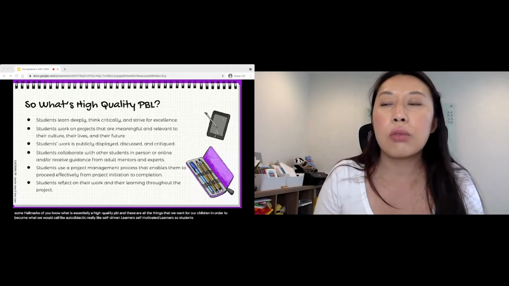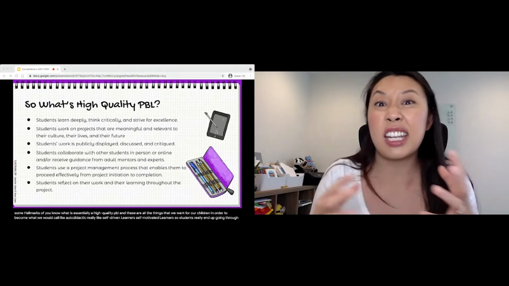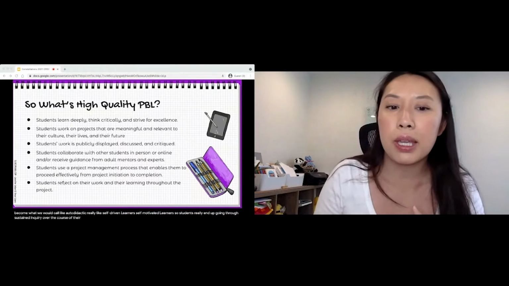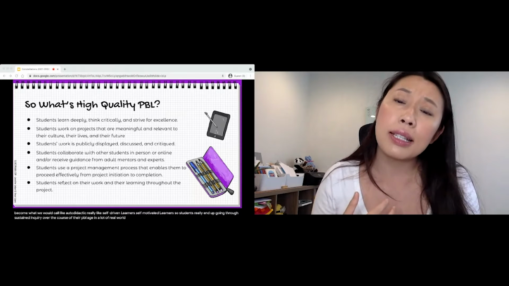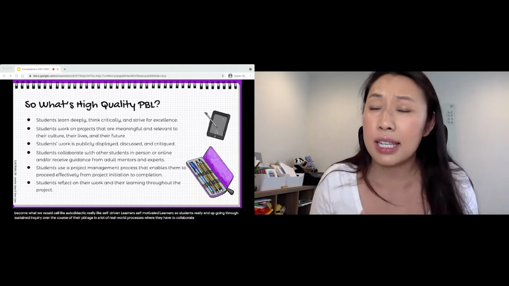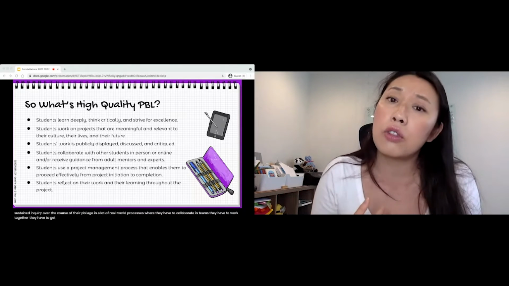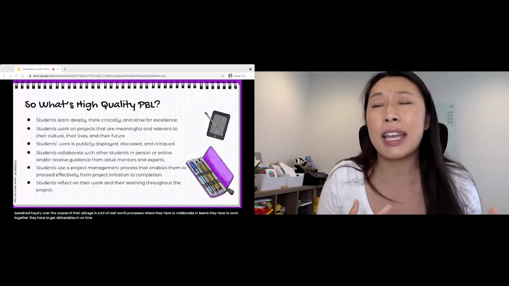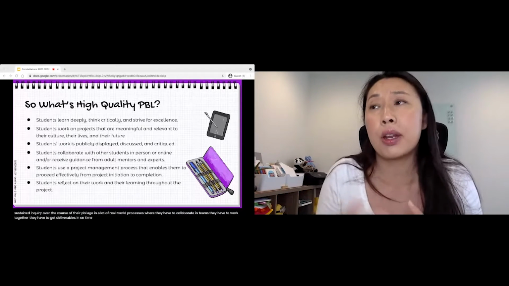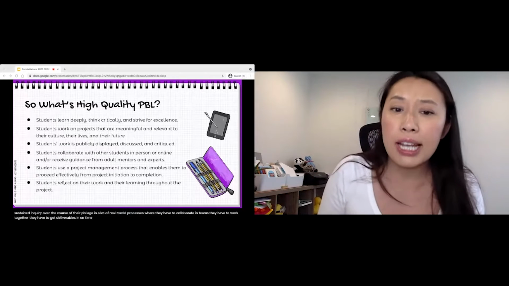Students go through sustained inquiry over the course of their PBL. They also engage in a lot of real world processes where they have to collaborate in teams, work together, and get deliverables in on time. They also have to iterate and look at their work and see, what went wrong? How can I make either a better work product or better interactions?